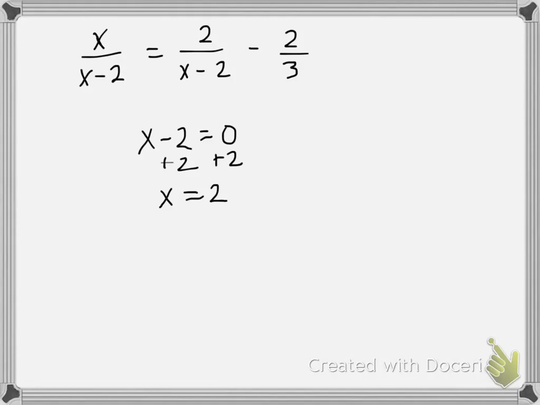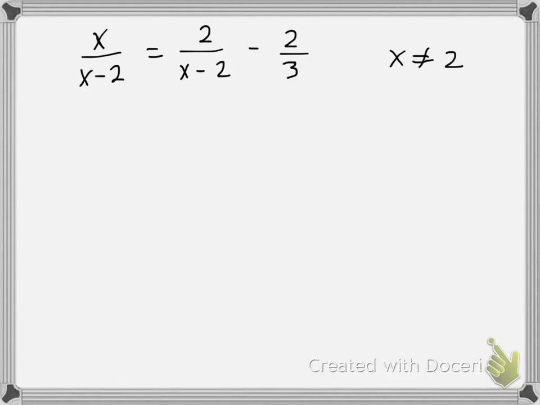Now, that's actually what we're going to exclude from our answers. Why? Because notice here, if I plug in 2 for x, I get 2 minus 2, which is 0. And remember, that's the one number we can never, ever, ever divide by in math. So I begin by saying x cannot equal 2.